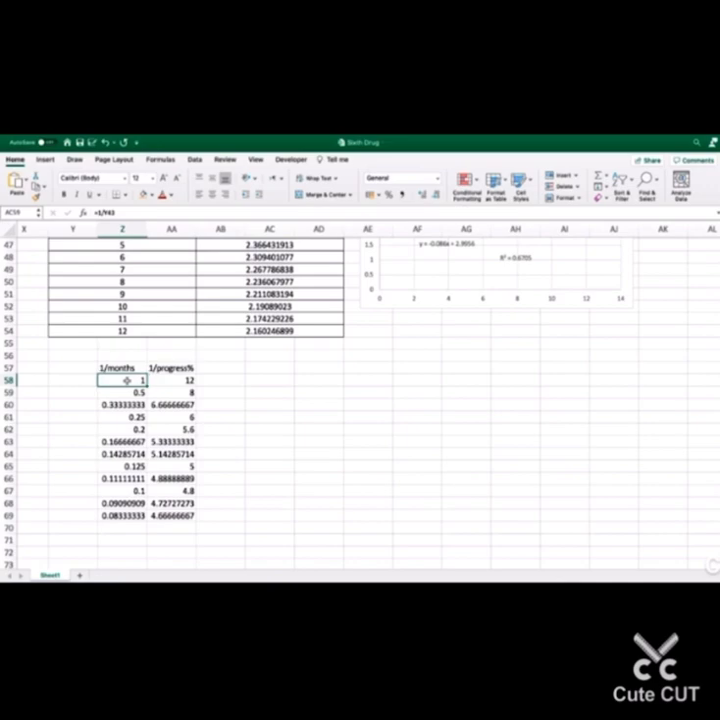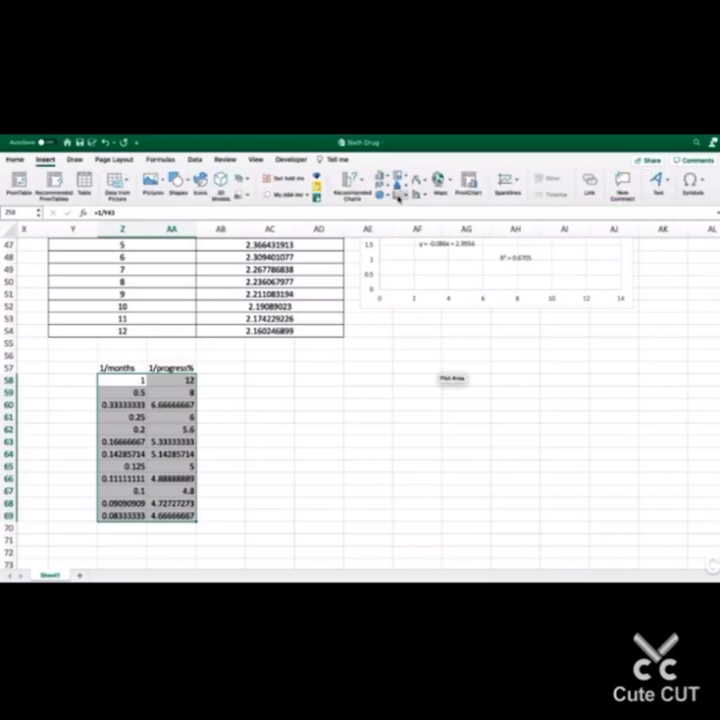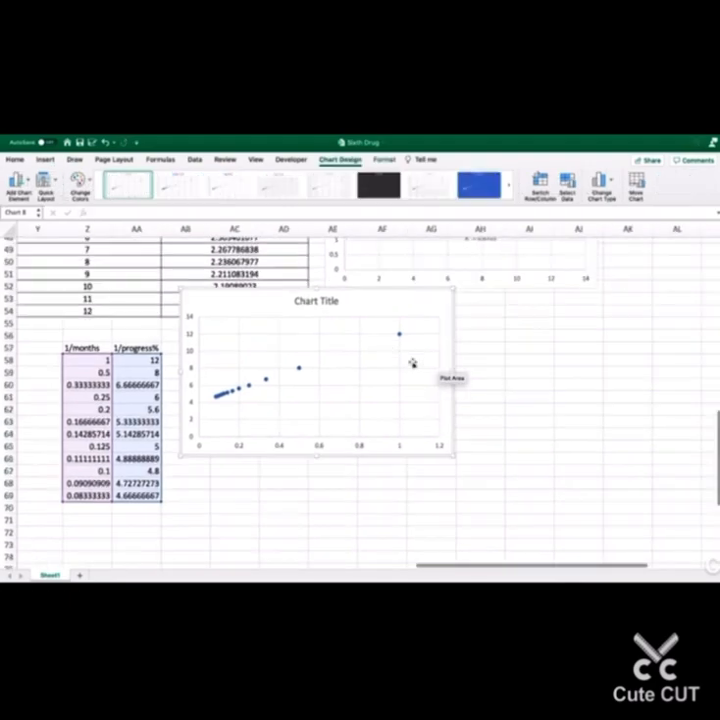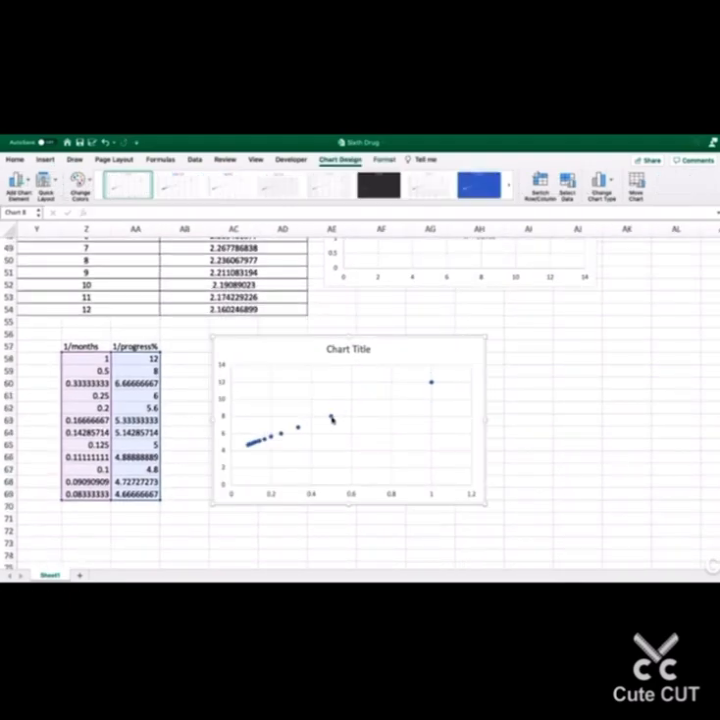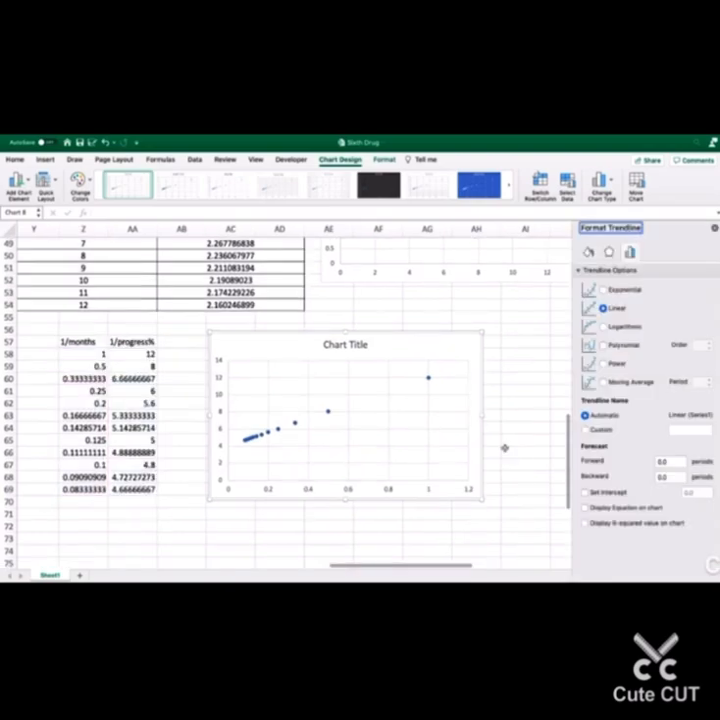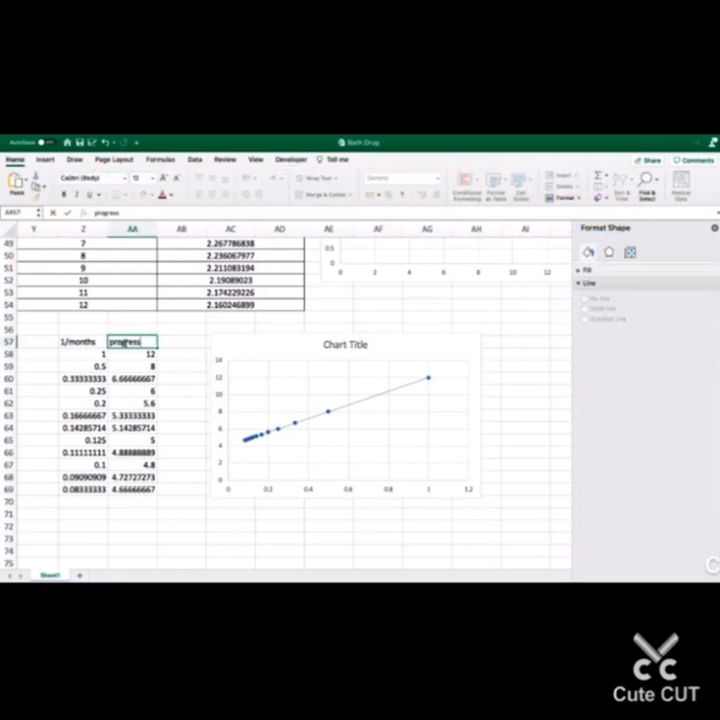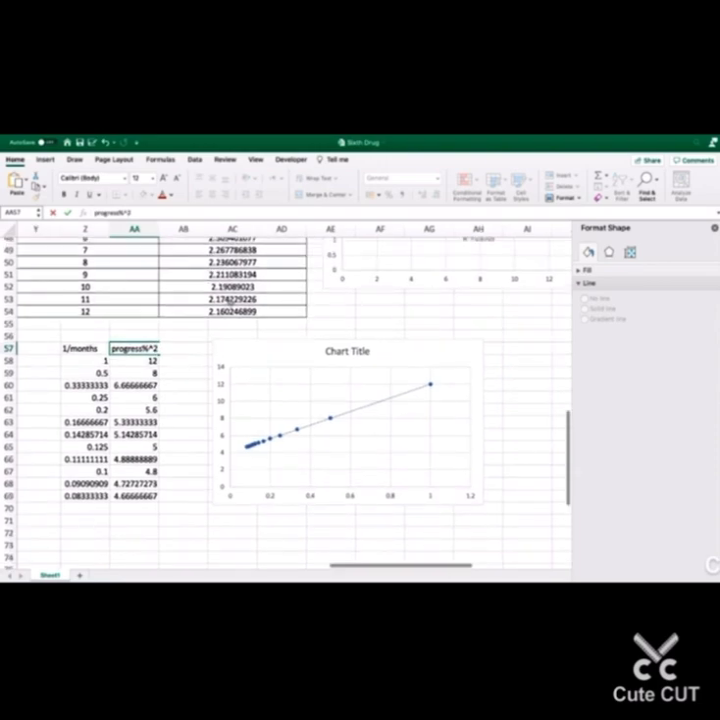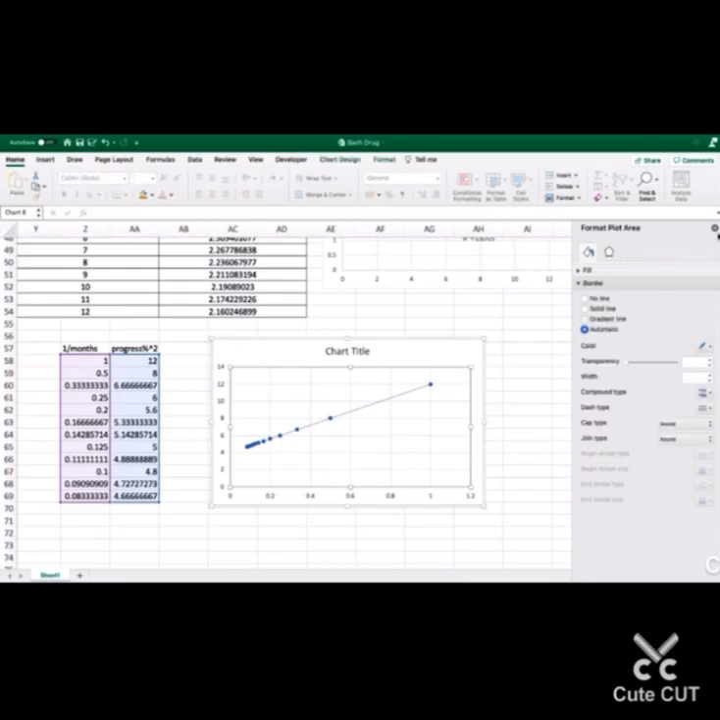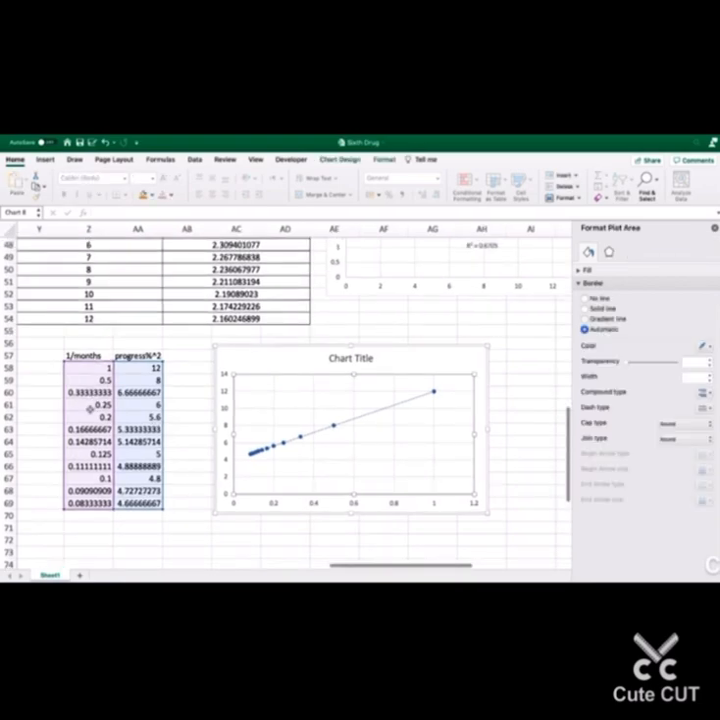Check the wonderful thing here. If I take this data, another way to find it is by selecting these cells and then going to Insert, XY Scatter. You'll see something wonderful here. You'll see a linear relationship, right? If we draw 1 over X versus, sorry guys, it should be progress squared, because here we took the square of it, right? So it will be linear. If I draw 1 over months versus progress squared, we will have a linear relationship.